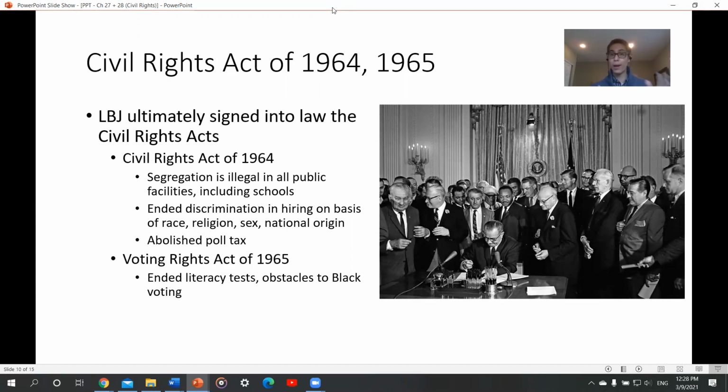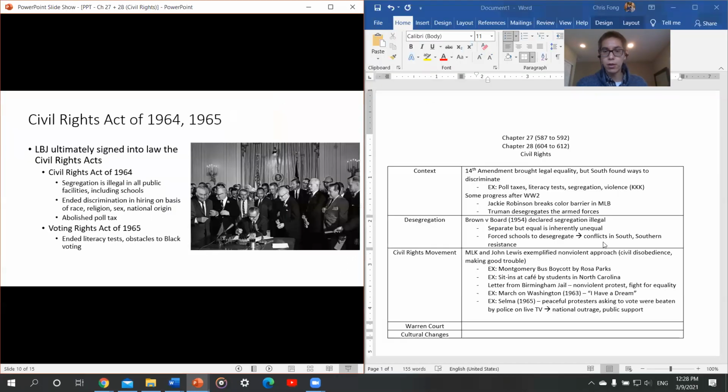And then a year later, the Voting Rights Act in 1965 strengthened the Civil Rights Act. It ended literacy tests and other obstacles to Black voting. You can see Dr. King at the signing ceremony behind LBJ in the White House.